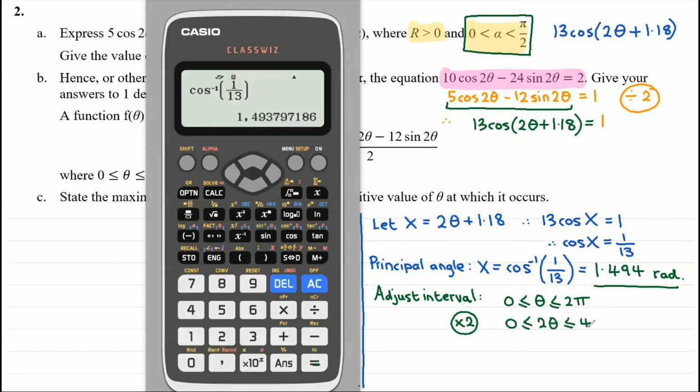So that's 4 pi, so I have to go around twice, essentially. And then add the 1.18. So that's going to be from 1.18 radians, add that to the 2 pi in the middle. And then if I do 4 pi plus 1.18, I'll just leave it like that for now. It gives me a better sense of what's going on rather than just writing a decimal down.